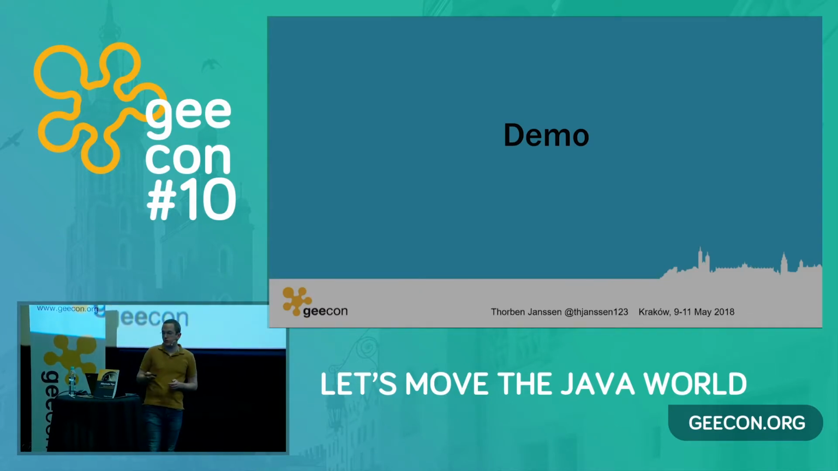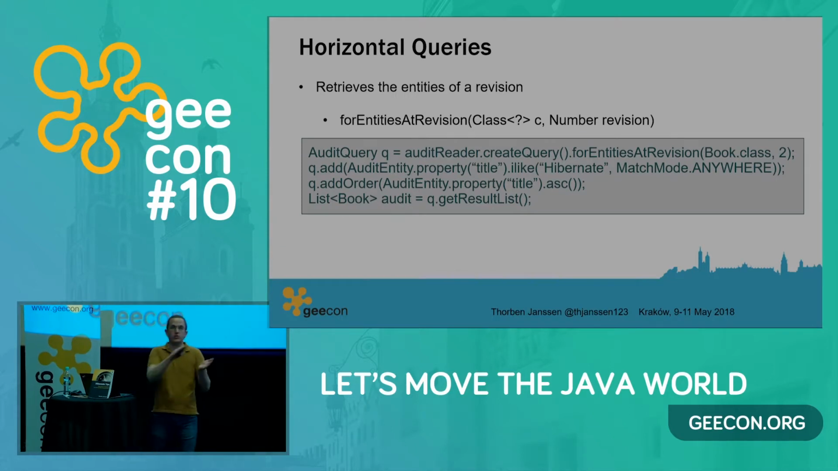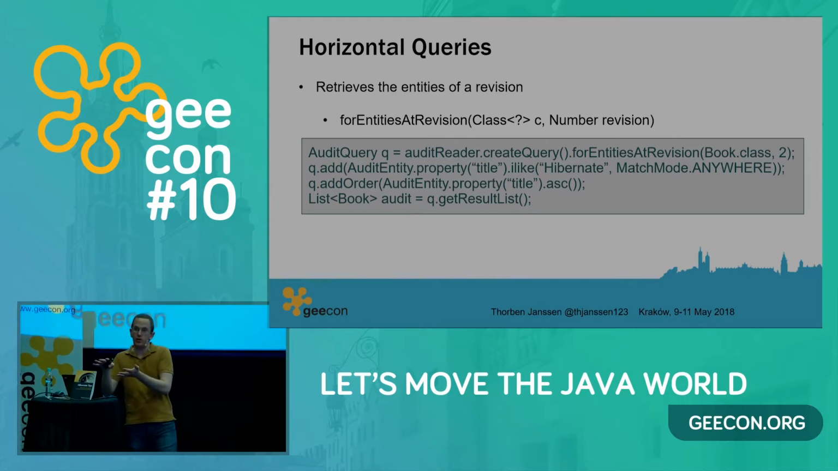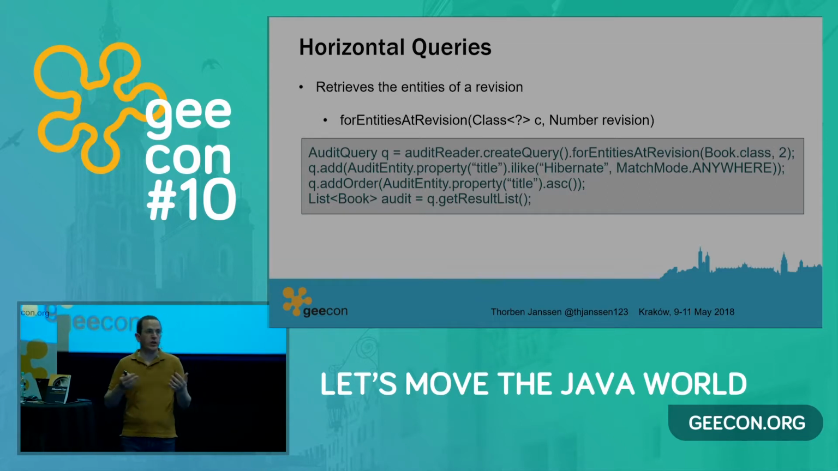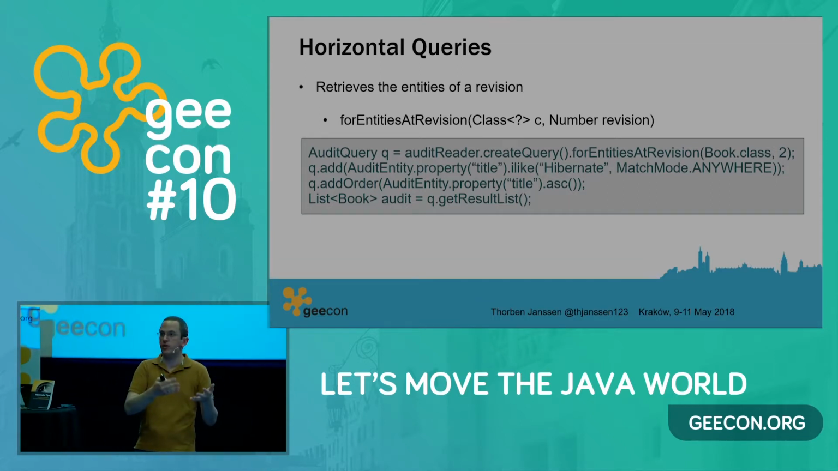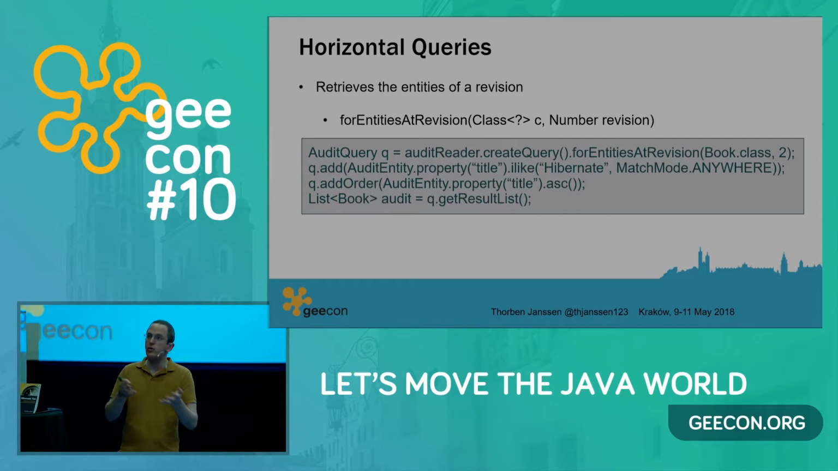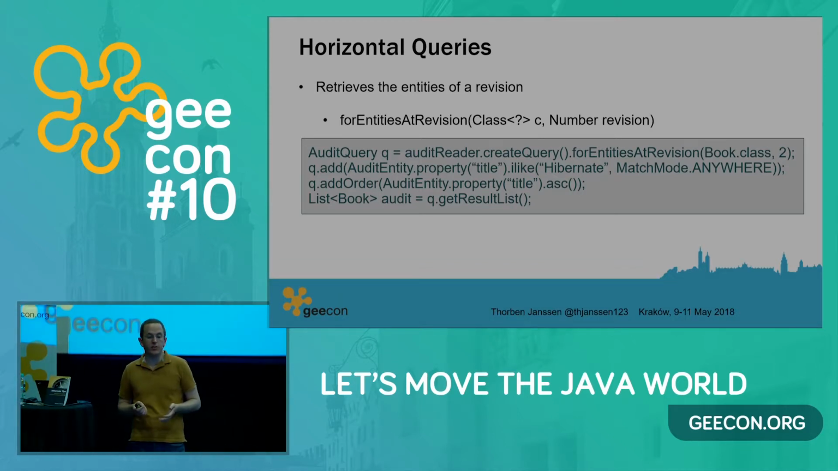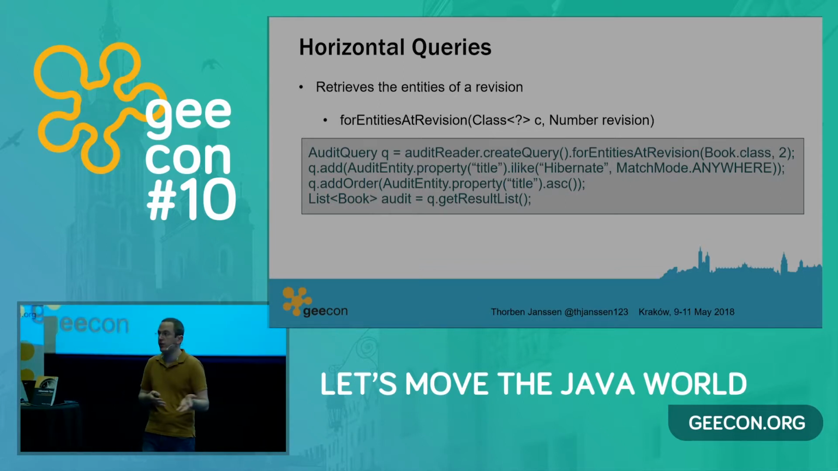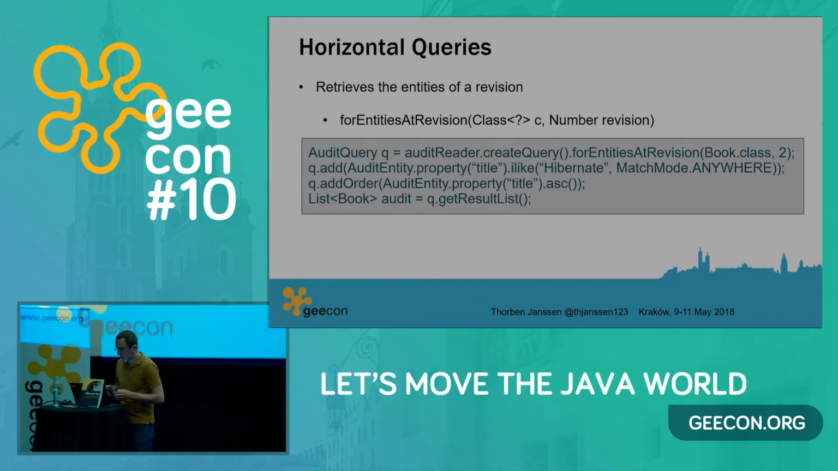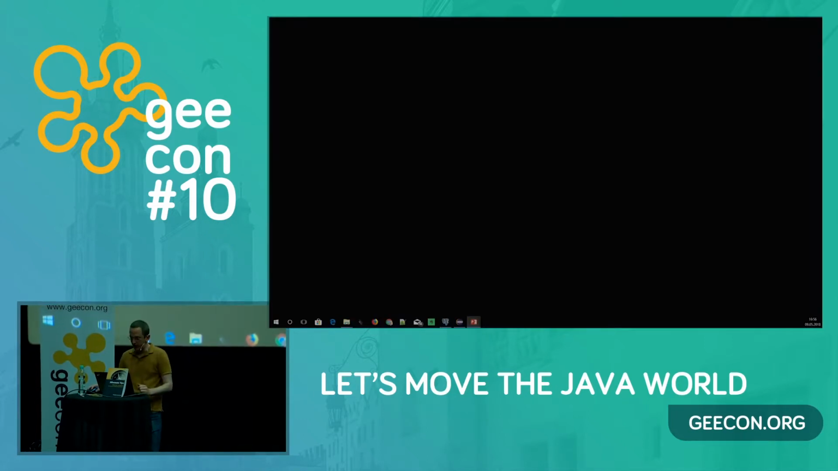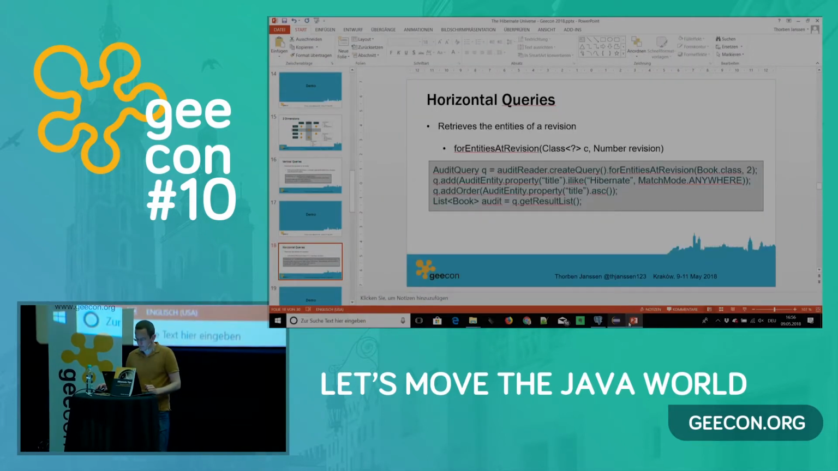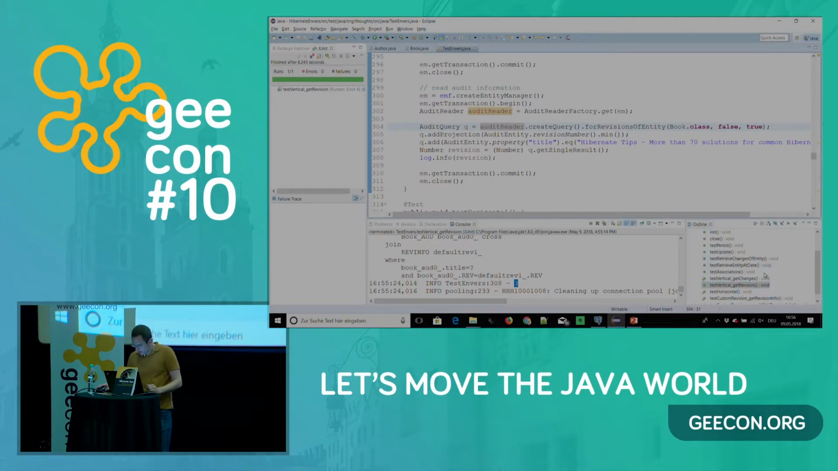Well, in addition to the vertical view, we can also take a horizontal view at the audit log. So there we go back in time to a specific timestamp and take a look at the data that was valid at that point in time. So in this case, we use the method forEntitiesAtRevision and provide a revision number and a class that we want to retrieve from the audit. And I also prepared an example for that. You can see that here.